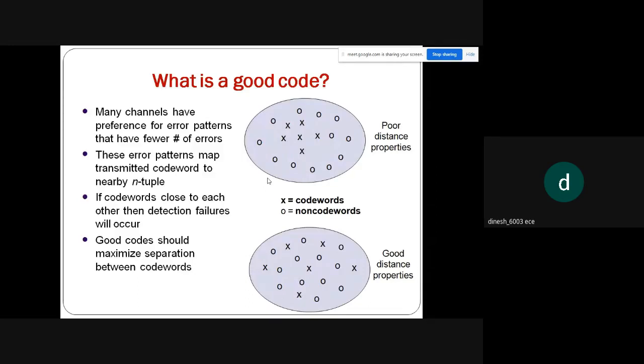I'll share all these materials with you, you can have them. So why we go for Hamming codes is in sequence. So kindly have it.